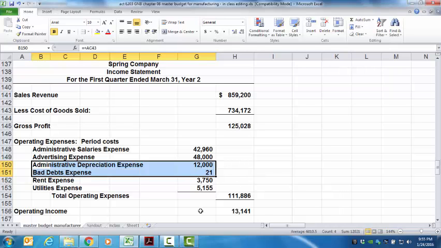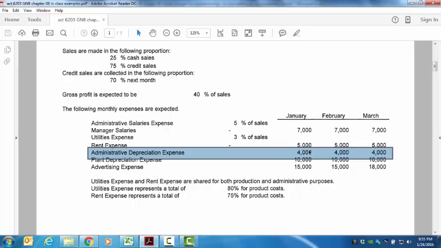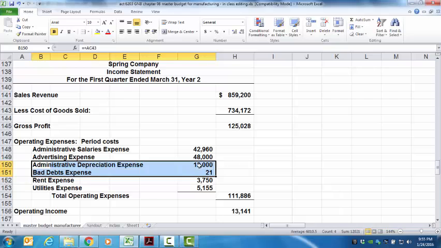The administrative depreciation expense is going to be found on the first page of our data sheet, down at the bottom of the page, and it says the administrative depreciation is $4,000 a month, and so that would mean that over the quarter we have $12,000. And so all of the expenses so far are pretty straightforward to get. The bad debt expense here, now, this is the one that is going to be the most challenging for us.